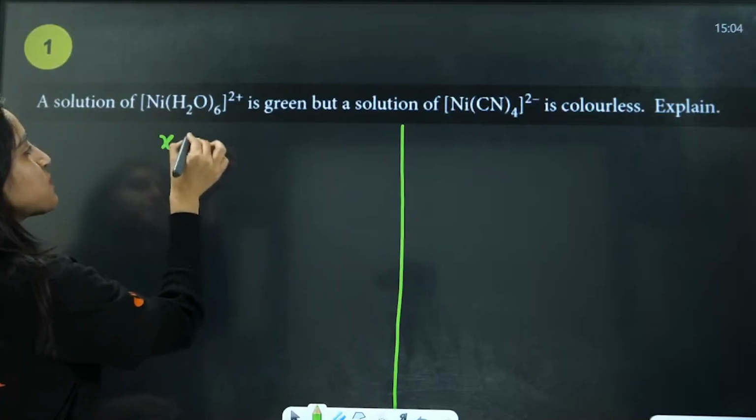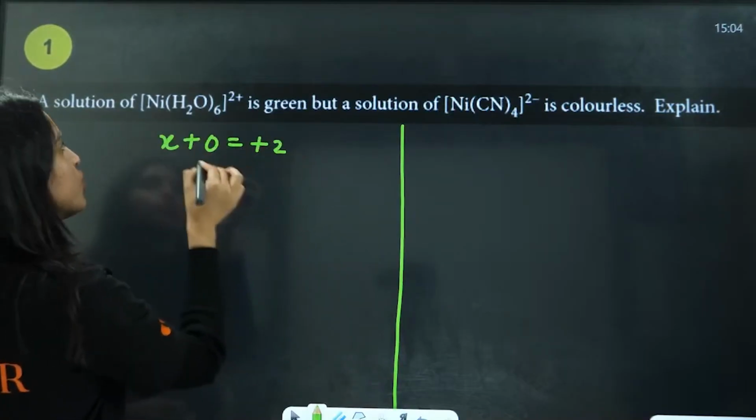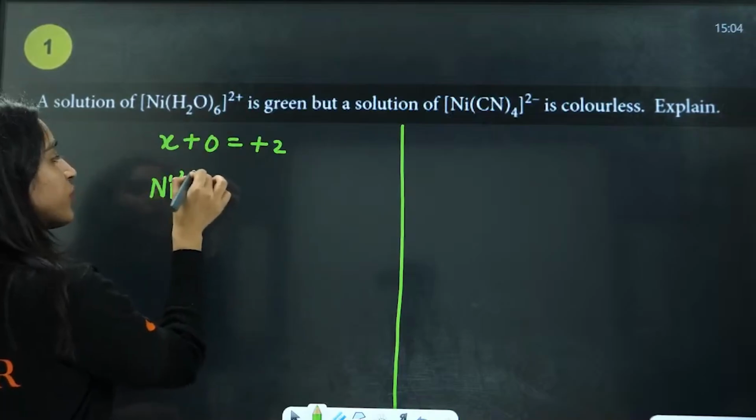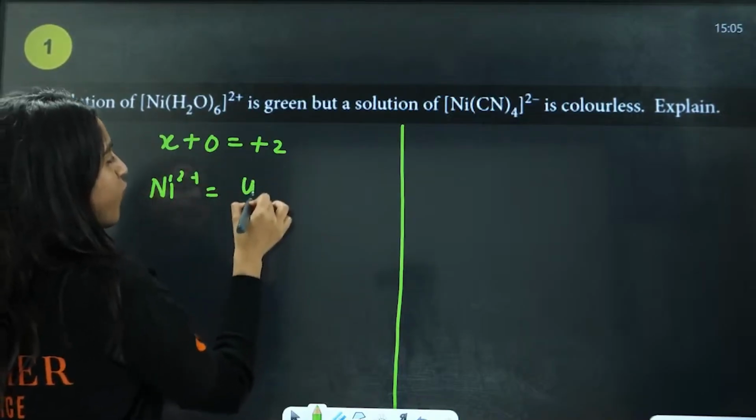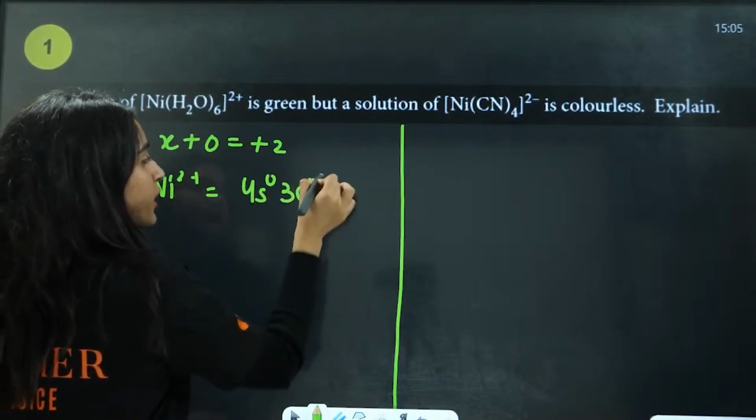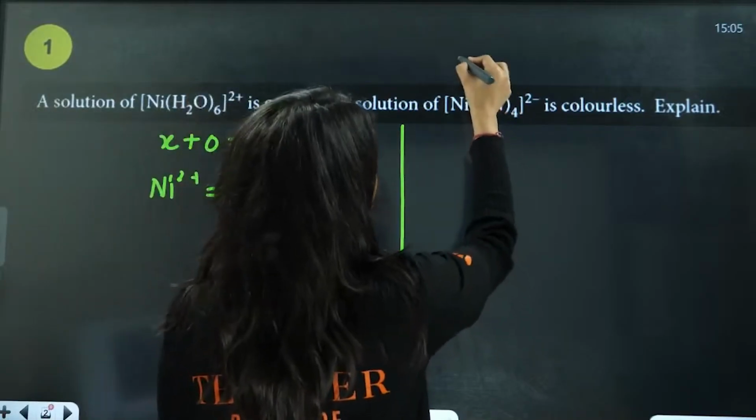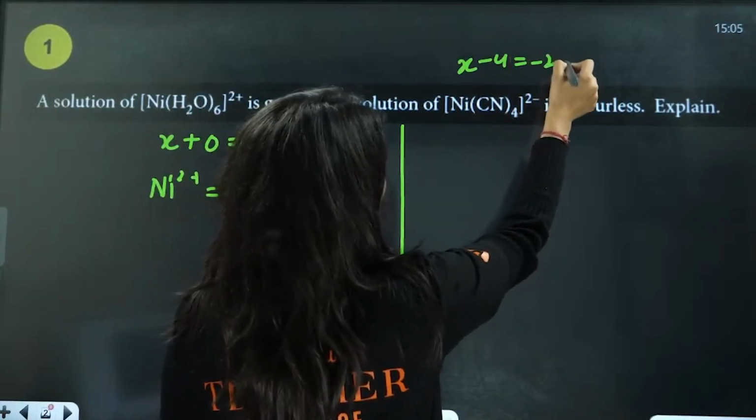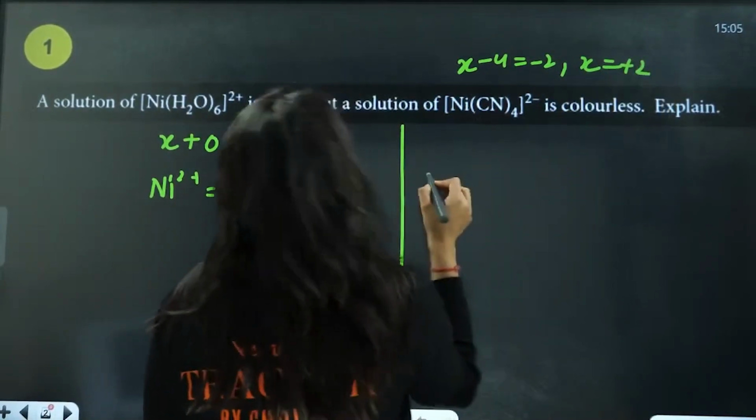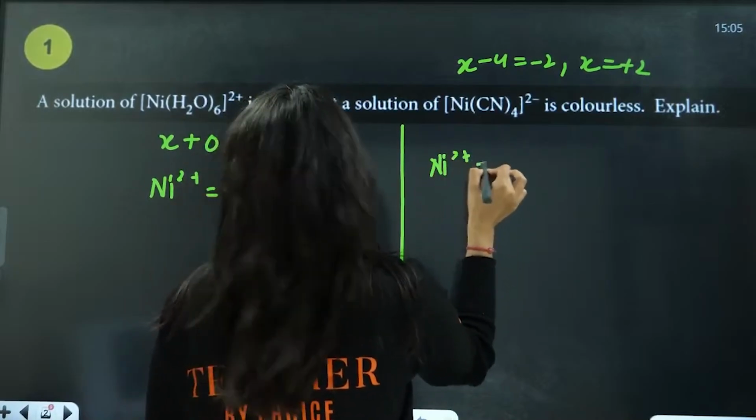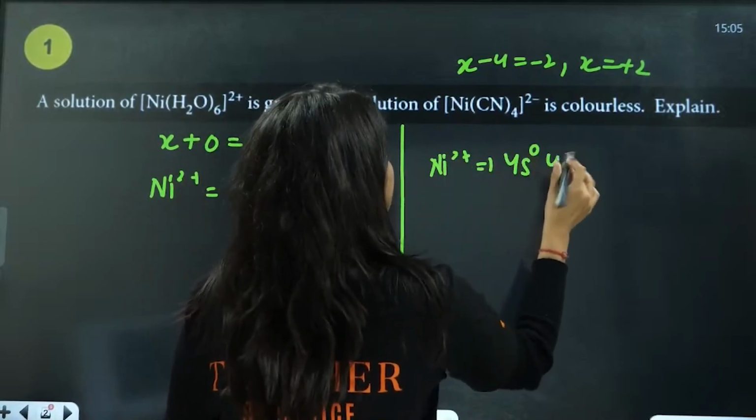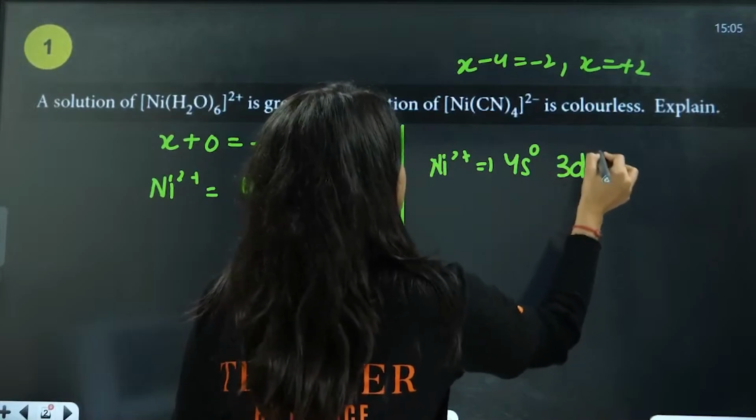So this will be x plus 0 is equal to plus 2. Here nickel is in the plus 2 configuration. This is argon 18, 4s0, 3d8. And here nickel is in x minus 4 is equal to minus 2, that is x is equal to plus 2. Again Ni2+ is in 4s0, 3d8 configuration.